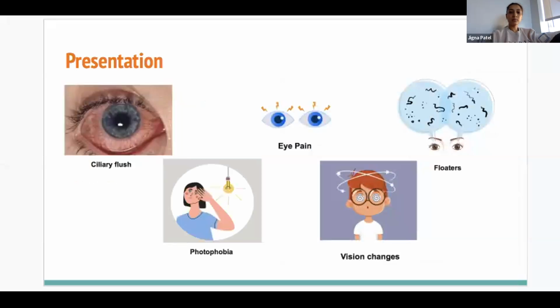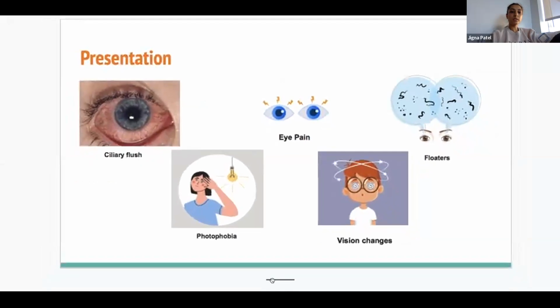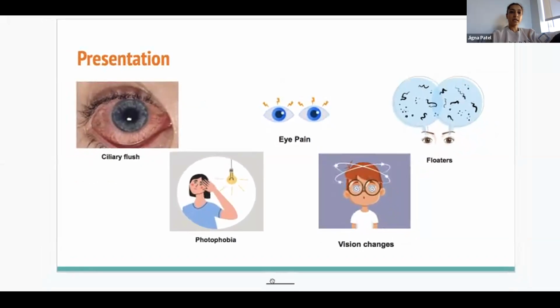So the presentation is a little bit different depending on whether it's anterior versus posterior uveitis. In anterior uveitis, they'll usually present with a sudden red, painful eye. They'll complain of pain with any sort of eye movement, and this is due to the ciliary muscle spasm, which irritates cranial nerve 5 and can also cause photophobia. They may have a ciliary flush as well, and marked injection of the limbus. Typically, they'll have a small and poorly reactive pupil in the affected eye as well.